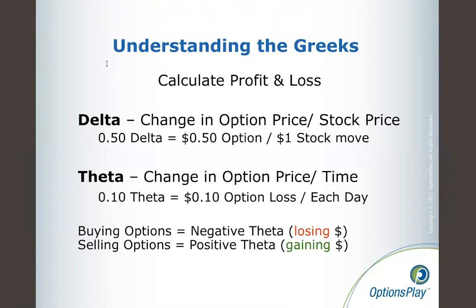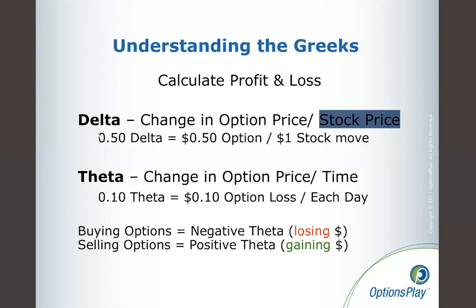So when you're trading options, there are a lot of different Greeks, but there are only two that I think are really important for beginners to understand. The first one is delta. That tells you the change in the option price with respect to the stock price. So when we ask ourselves, if the stock goes up 10%, how much money do I make? That's what delta is able to calculate for you.